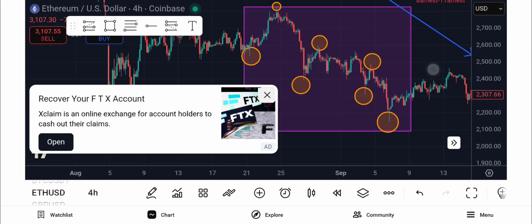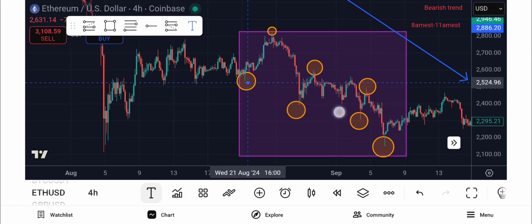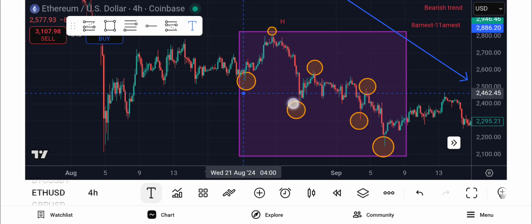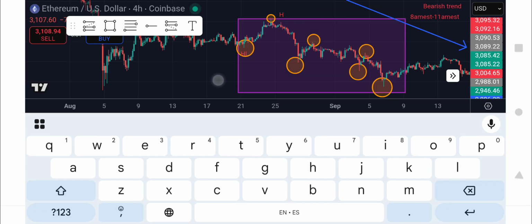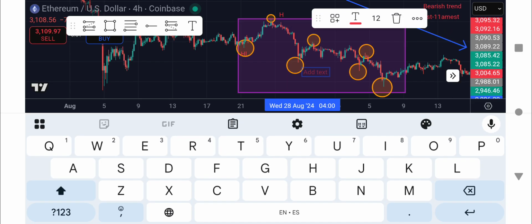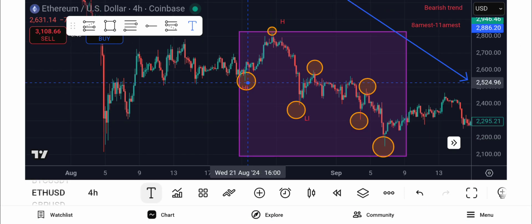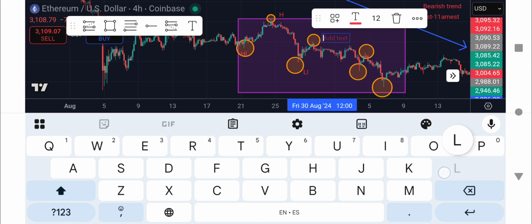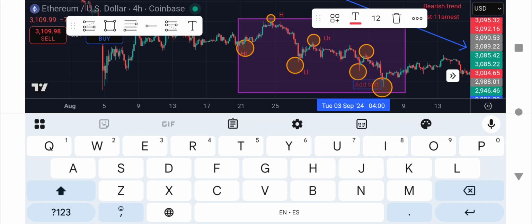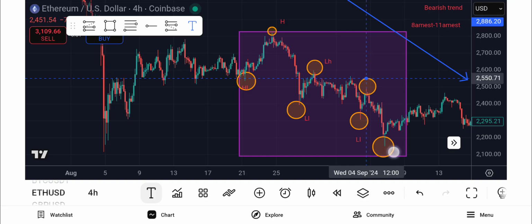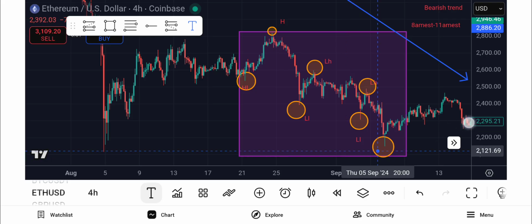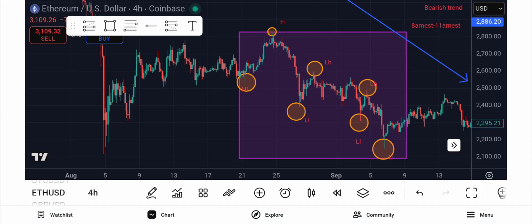So once you've identified the trend, this will be the high or low. Since that got taken out, the trend got broken. The bullish trend got broken, and it formed a lower low, then a lower high, then a lower low here, then a lower high, then another lower low.